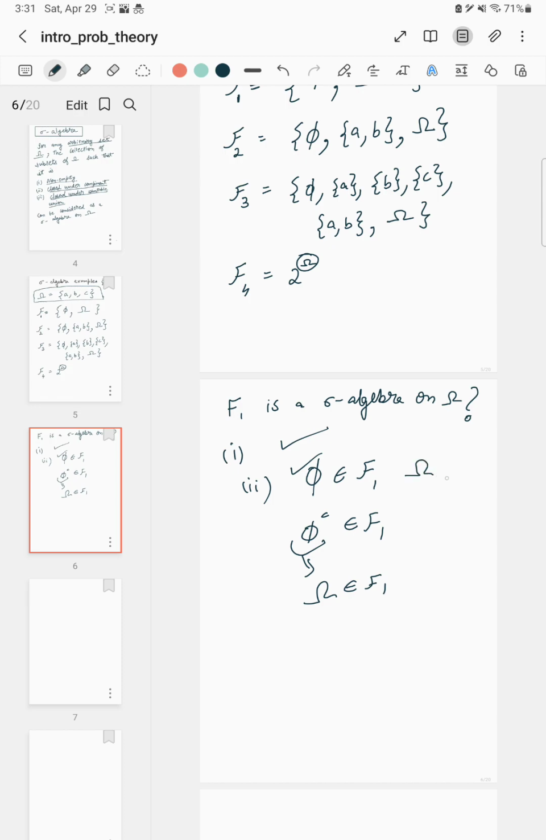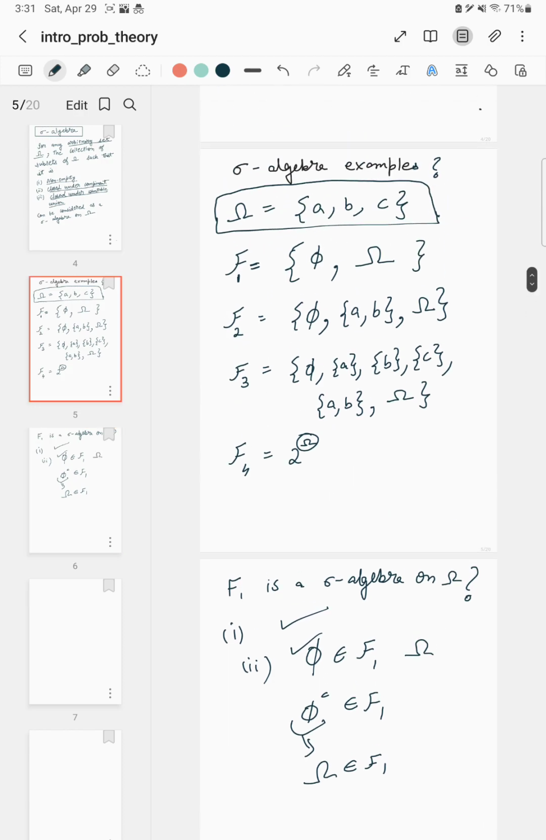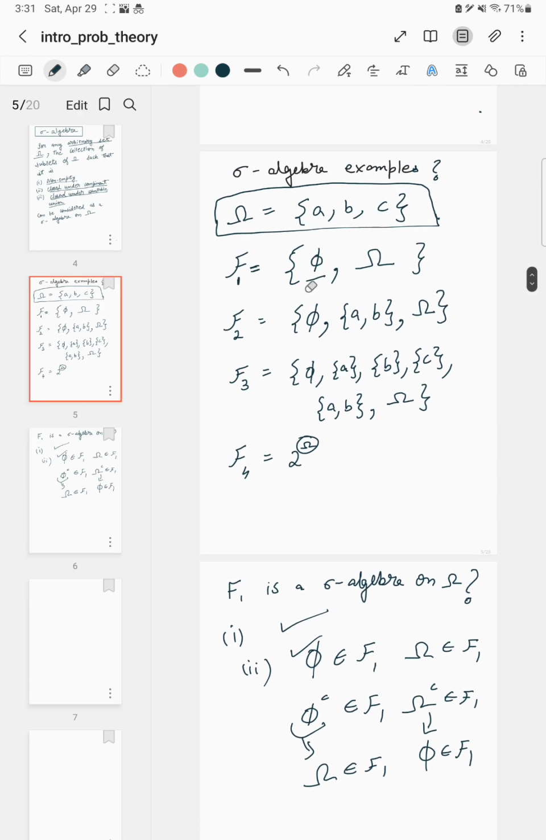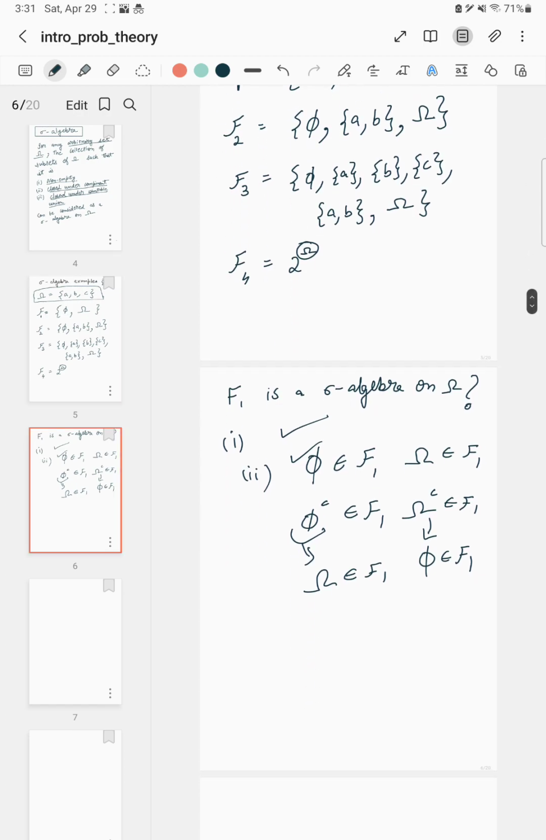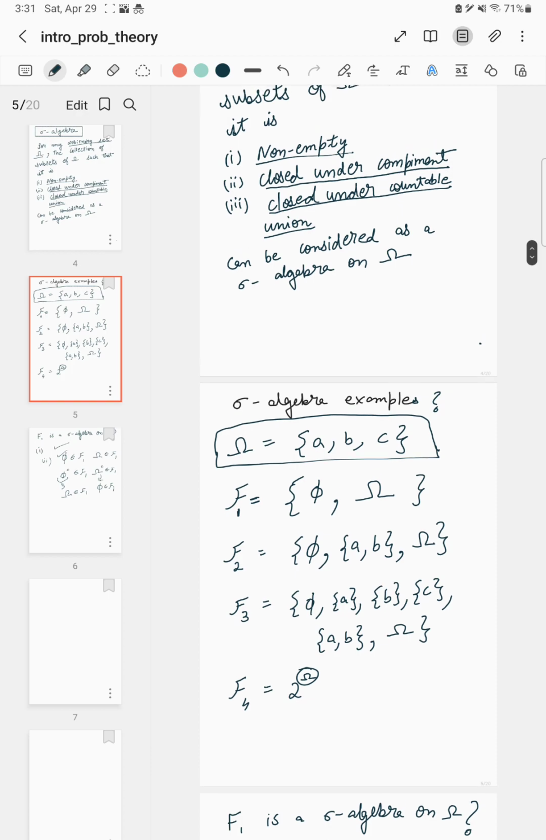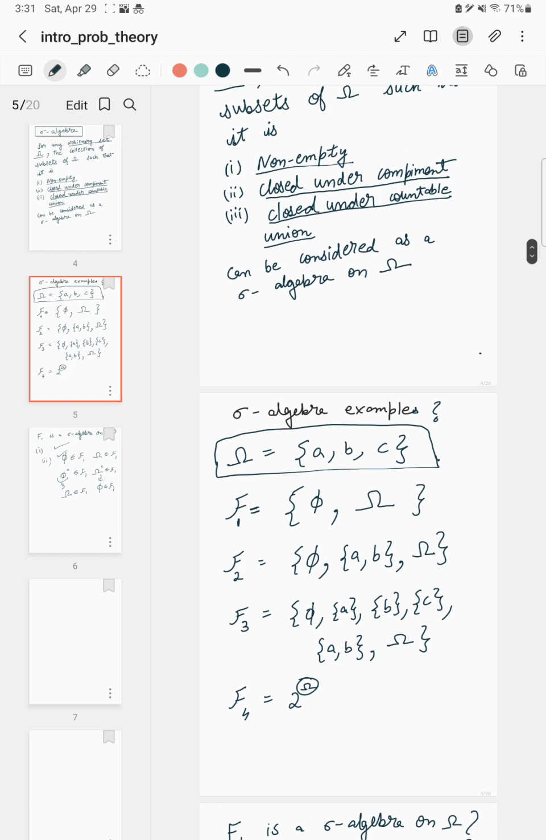Now let's see the second set, which is omega. Omega is present in F1, and the complement of omega should also be present in F1. The complement of omega is nothing but the null set again, which is phi, and as we can see, this is present in F1. So we can say that it follows the second property as well. F1 is closed under complement.